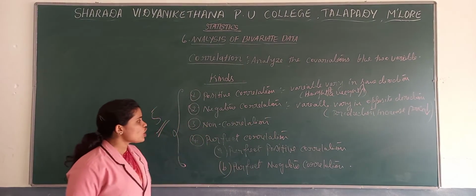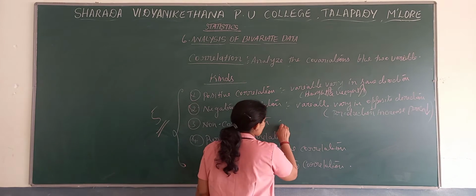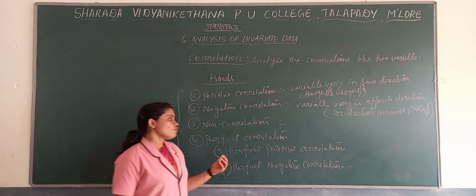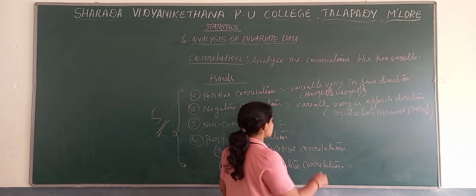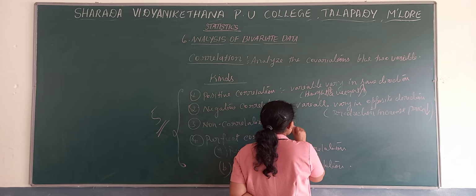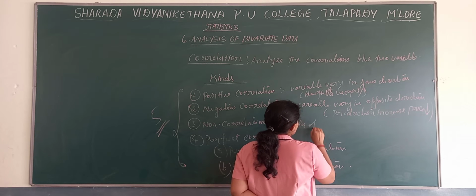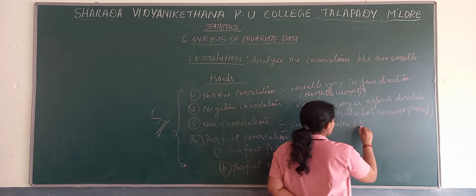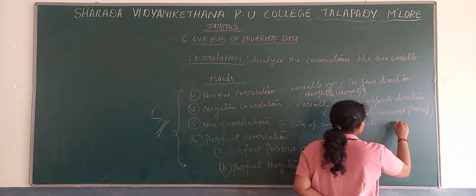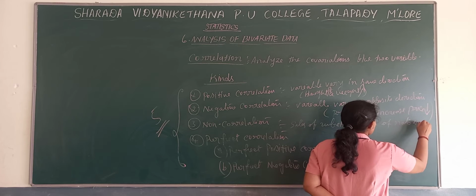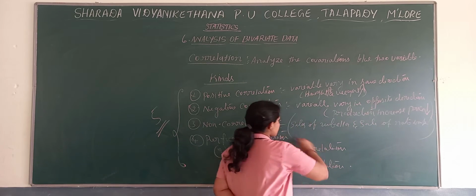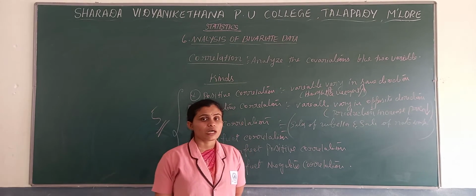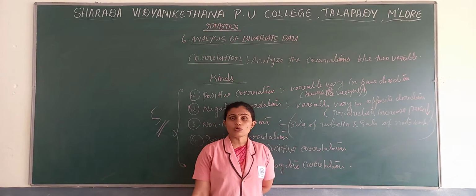The next one, non-correlation. Non-correlation means we are not finding any kind of relationship between two variables. For example, we can take the sales of umbrella and sales of notebook. Is there any relationship? No, there is none. We cannot find any kind of relationship between the two variables.